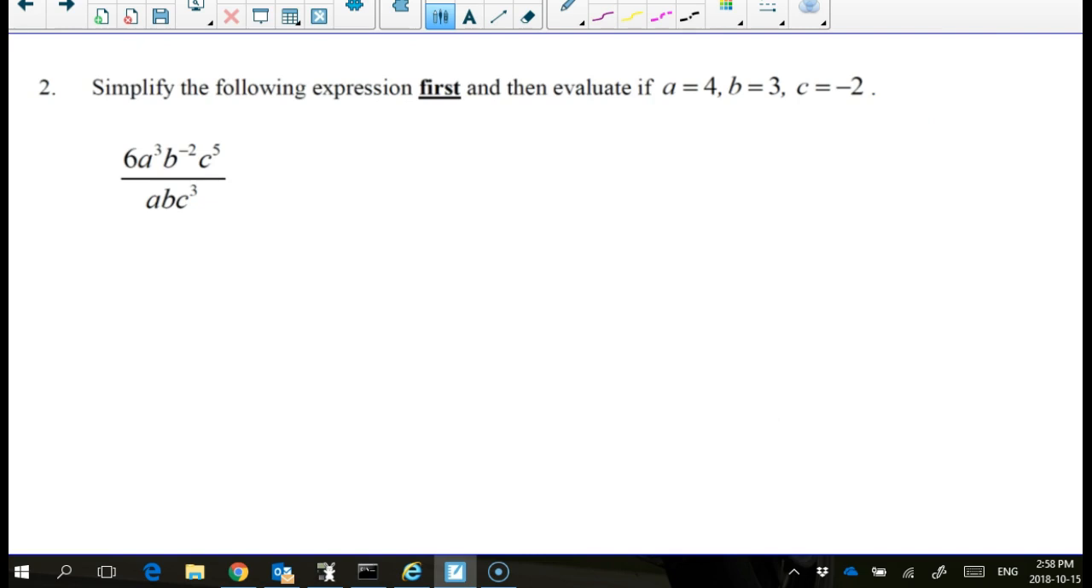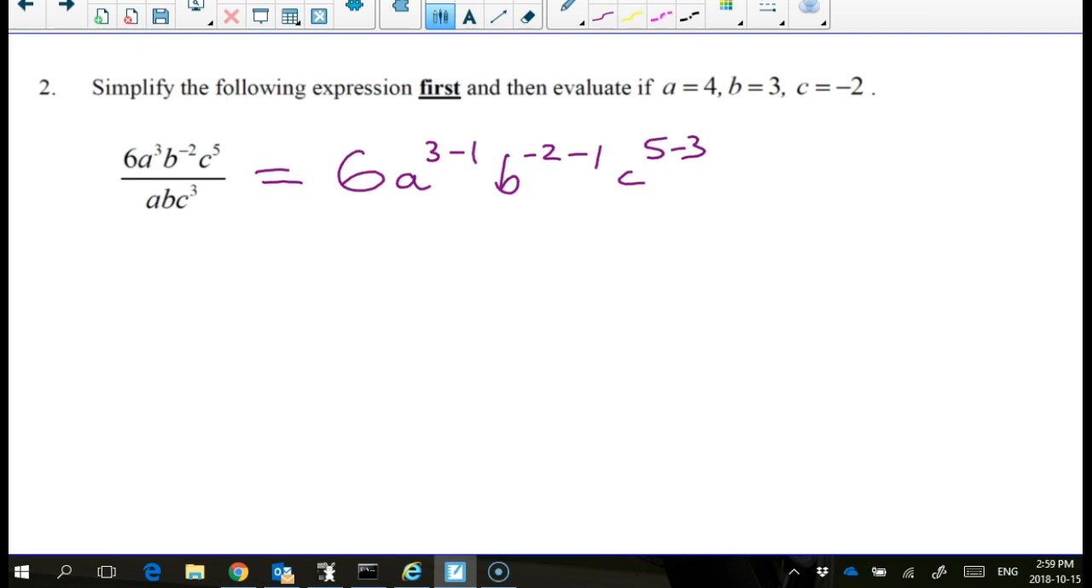Simplify the following expression first and then evaluate. So evaluate means come up with a value, but first we want to simplify this. So the 6 is there. We can do the old who's bigger and by how much, but we can just do it with exponents. So 3 minus 1, negative 2 minus 1, and 5 minus 3. Right? So you're doing quotients. It's going to be the top exponent minus the bottom exponent.